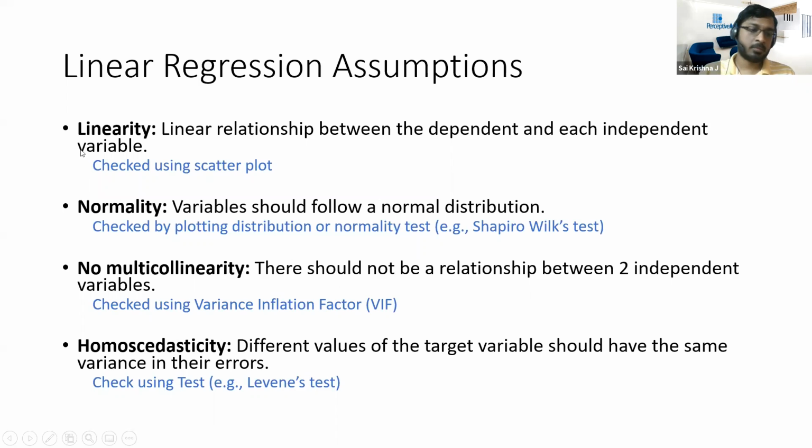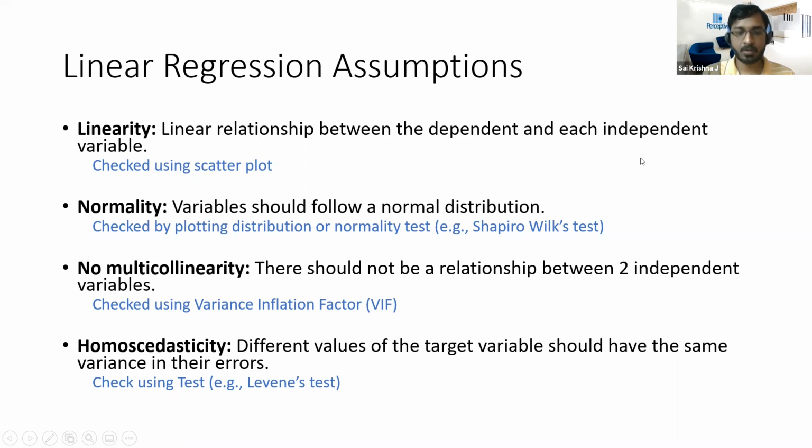Now, before using linear regression on any particular data set, there are certain assumptions that you have to follow. Okay, so the first assumption is the linearity assumption. Like the name says, the name itself has the word linear, right? So the most fundamental assumption of the linear regression technique is that there should be a linear relationship between the dependent variable and each independent variable.